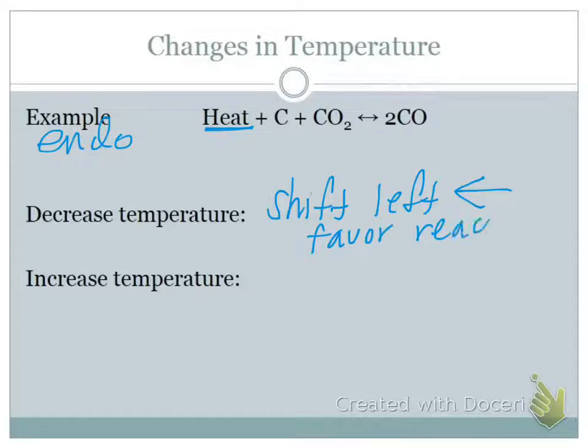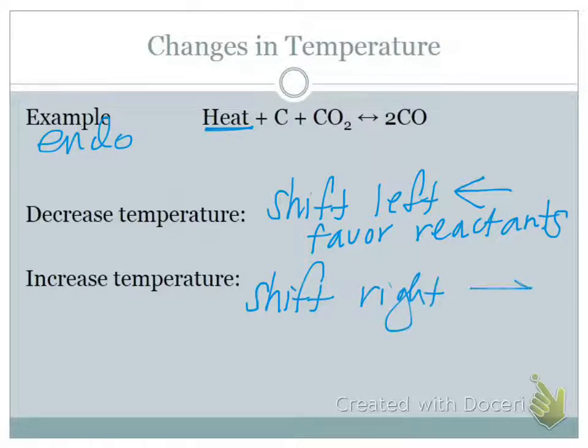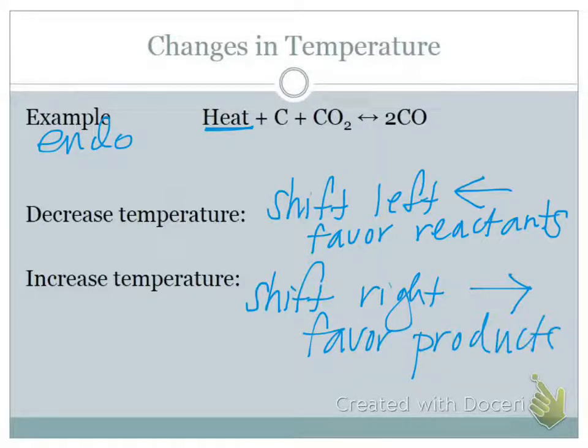So that means I would favor reactants. As time progressed, this would mean I would make more carbon and CO2 because I'm shifting to the left and favoring the reactants. What if I increase my temperature? It would shift to the right and then favor products. So that means as time progressed, the concentration of CO would increase. Okay.